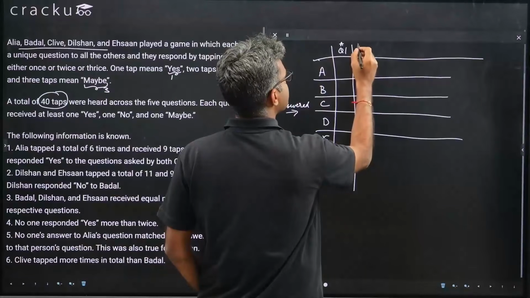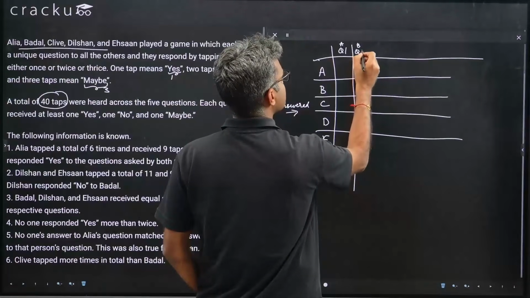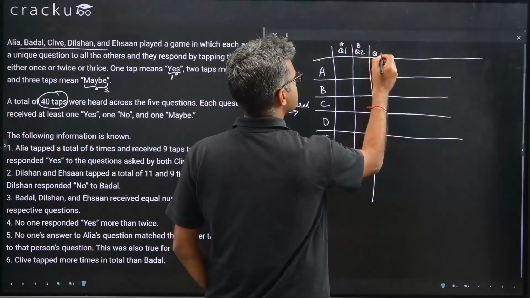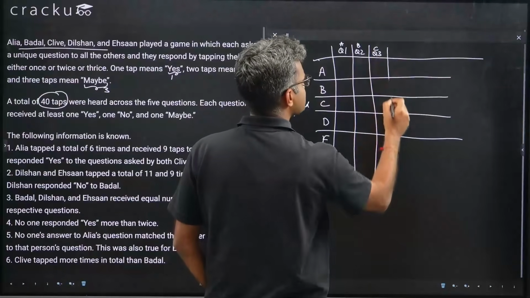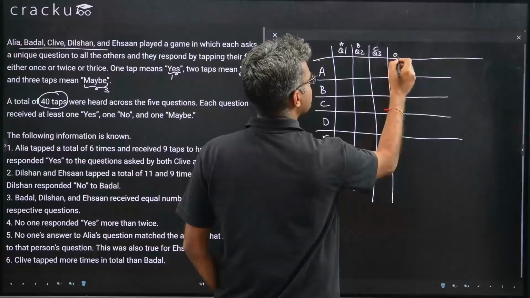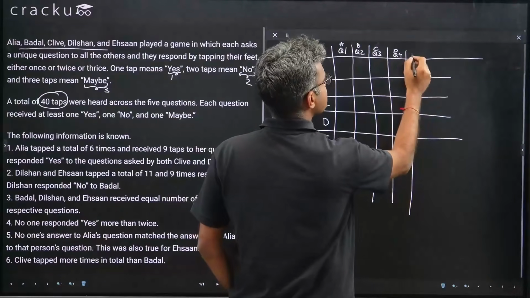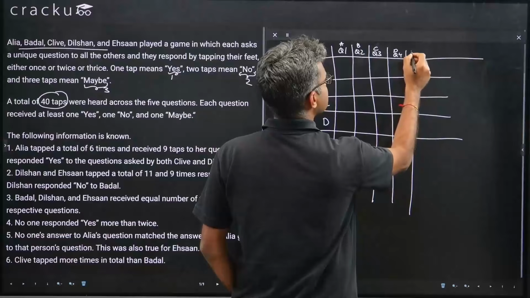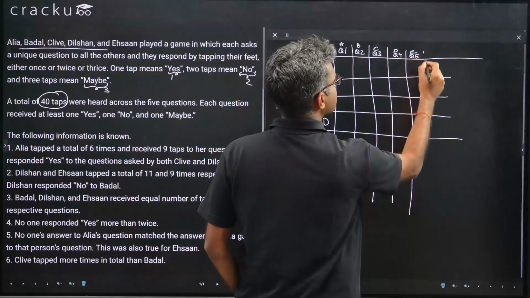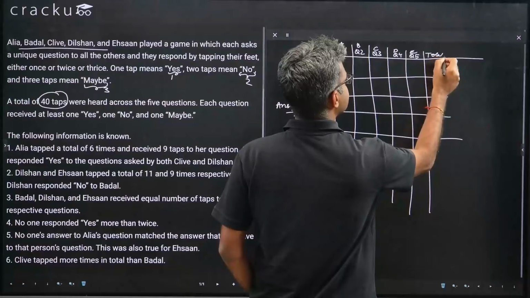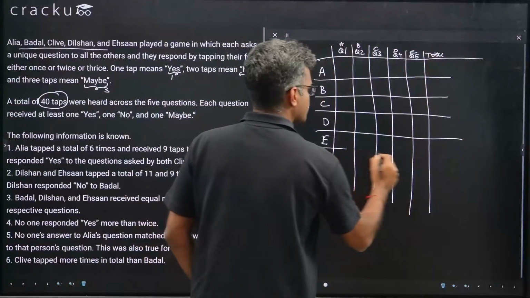This is the second question, which is asked by B. This is the third question. This is asked by C. This is the fourth question. This is asked by D. And this is the fifth question. This is asked by E. And this is the total. And similarly, we'll put a total over here also.